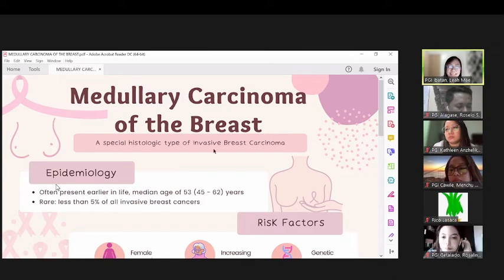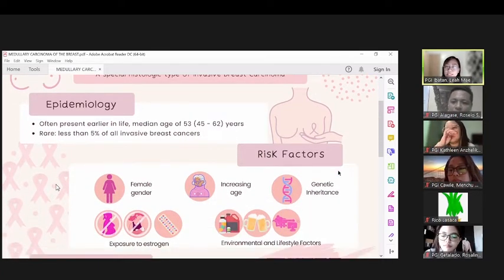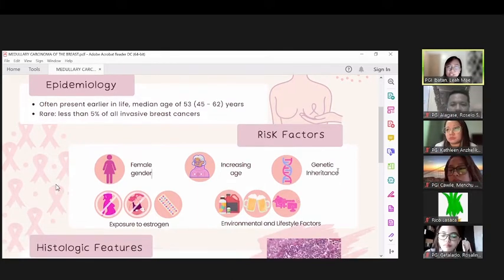For the epidemiology, this is often present earlier in life, with a median age of 53, around 45 to 62 years old. This is rare, comprising less than 5% of all invasive breast carcinoma. For the risk factors, these are in general the risk factors for breast cancer. First is female gender, of course, mostly 99%, and 1% in males. There is also breast cancer in males.